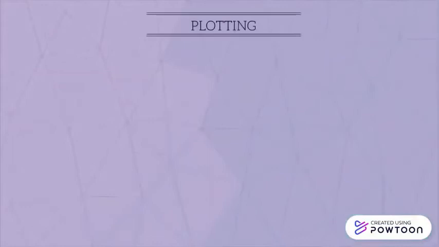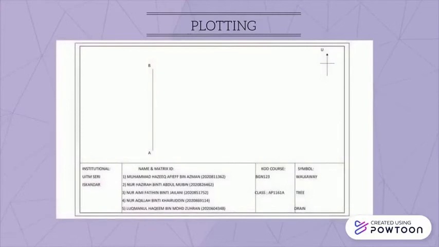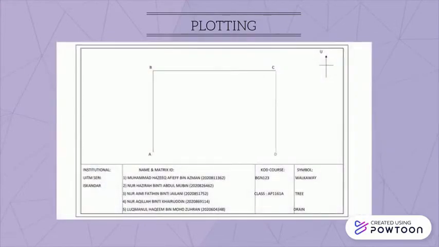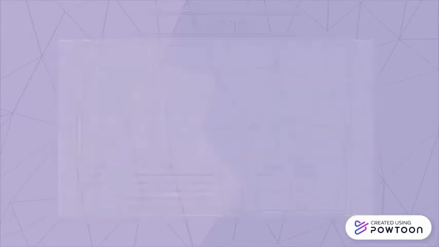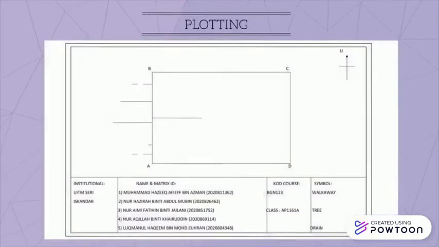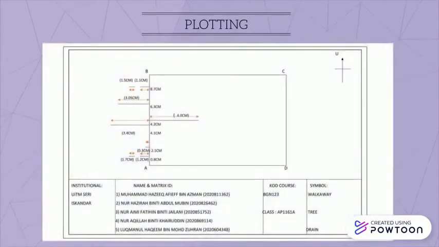After all the data have been obtained, we can do the plotting. By following the double booking line measurement, draw a line for station A to B, station B to C, station C to D, and the last one station D to A. Then draw a line for the obstacle from the station. The last one is to label all the lines with the correct information. So this is our full plotting.